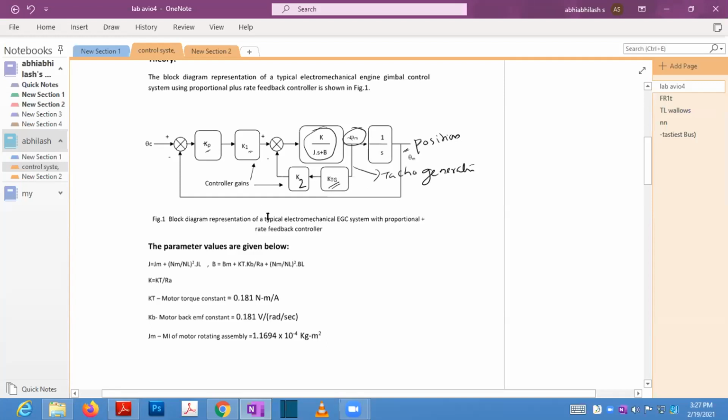So this block diagram is the representation of EGC with proportional plus rate feedback control. And this is the rate feedback path, because we are measuring using a tacho generator and feeding back here. This is called rate feedback. And this forward gain we are adding, that is why it is called proportional controller. So proportional plus rate feedback is this controller.